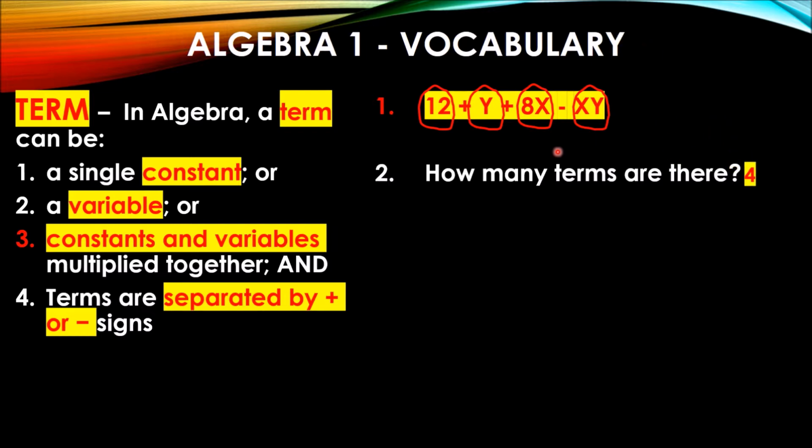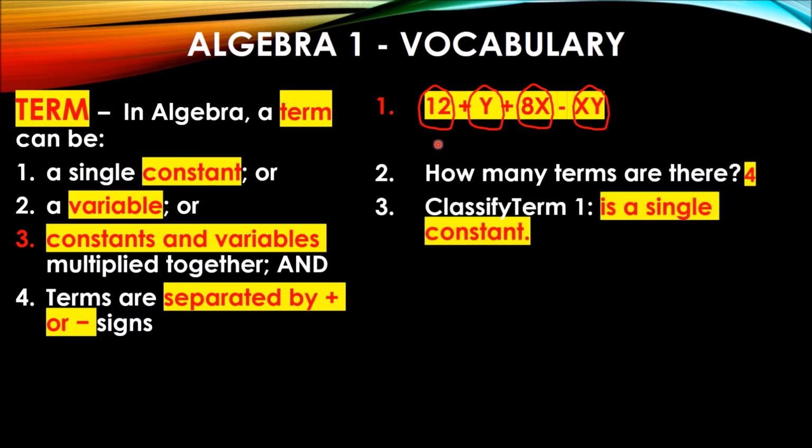So let's see what term 1, let's classify it. So here's term 1, and it's just, is that a variable or is that a constant? What do you think? Okay, it's just a single constant. Okay, so let's look at the second term here, y. So let's classify, what is y? Is it a constant or is it a variable? Well, it's just a variable all by itself.